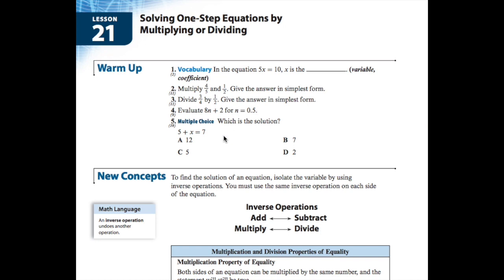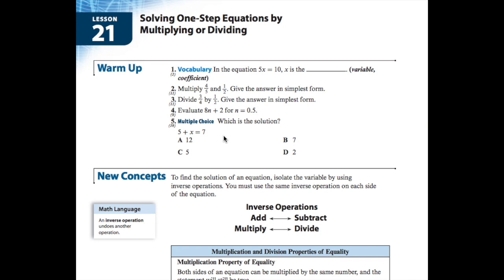order to do so, you have to use a property of equality, the addition or subtraction property of equality, which says if you add something to one side of the equation, you add the same thing to the other side of the equation, the equation is still equal. So you add or subtract to one side, it's still an equal equation.